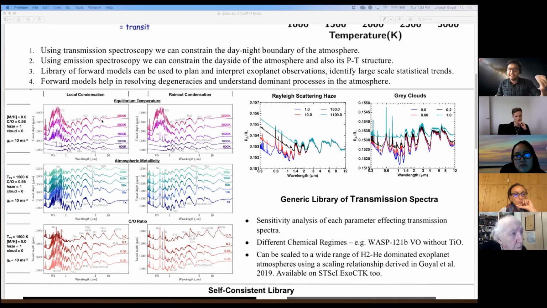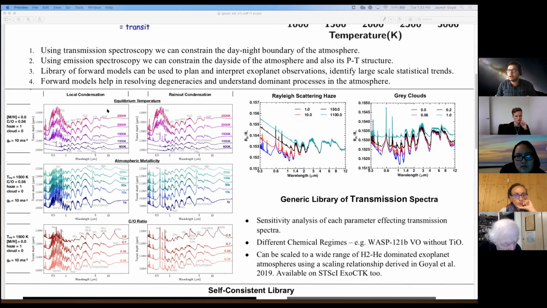So at higher temperature you expect water features to be dominant, and at lower temperature you expect methane to be dominant. And here we are showing the spectra for two different condensation regimes, that is local condensation and Rainout condensation. What does this mean? So we don't know for exoplanets what kind of condensation takes place.